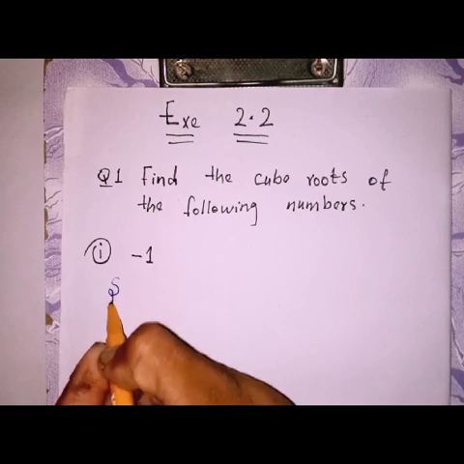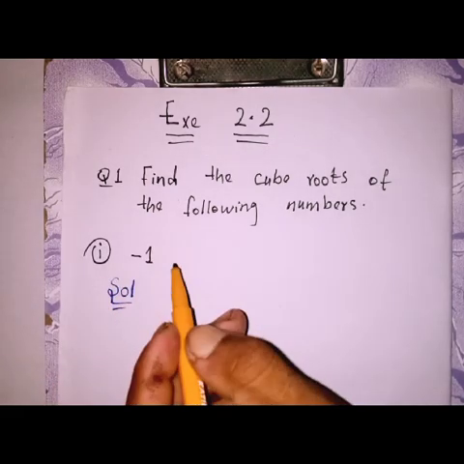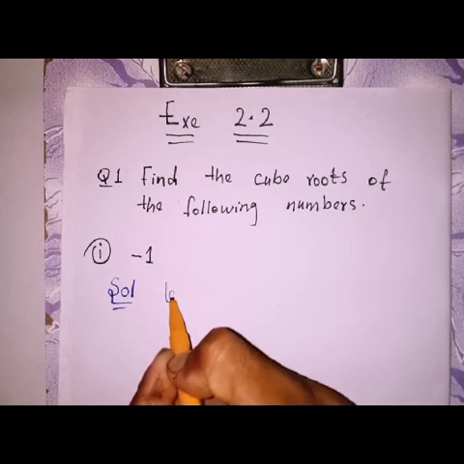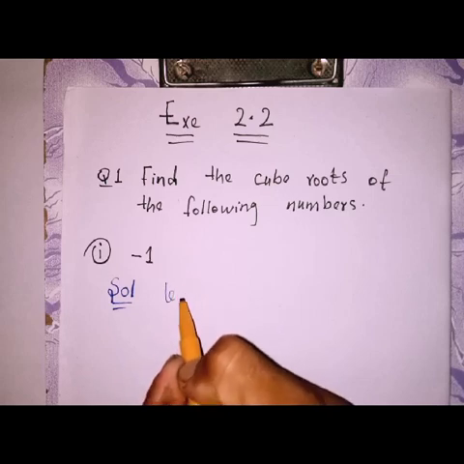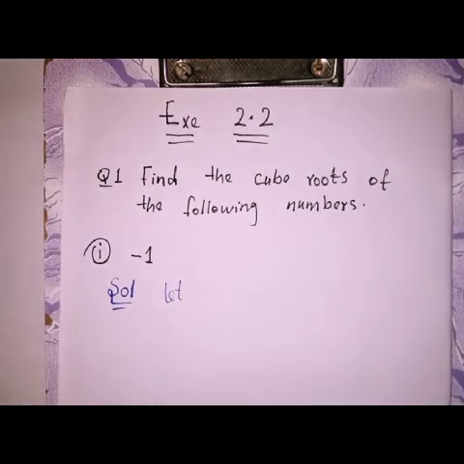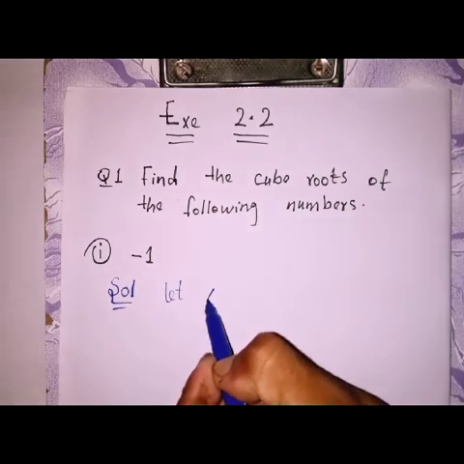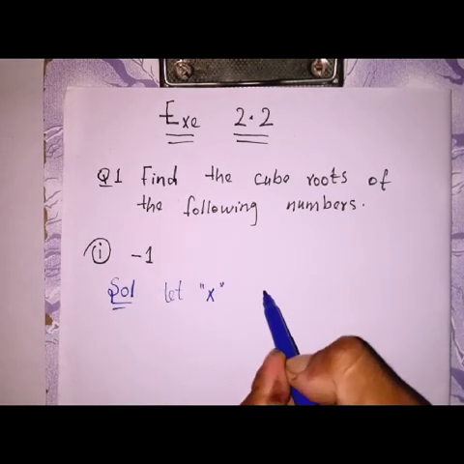In this video I'm going to discuss exercise 2.2. Here we have question number 1. Find the cube roots of the following number. Here we are given -1, so we have to find out the cube root of -1. For this, the solution of the given question is, let x be the cube root of -1.